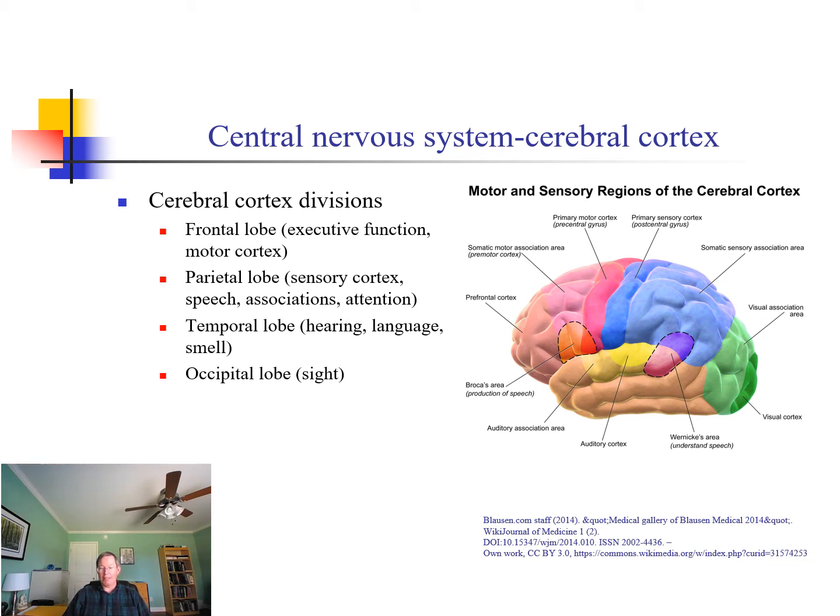Now, immediately behind the frontal lobe is the parietal lobe. And in the parietal lobe, just immediately adjacent to the motor cortex, this is sensory cortex. So when I have some sort of sensation on, let's say, the tip of a finger or thumb, that signal is going back and being processed by neurons that are in that sensory strip of the parietal lobe. My speech and various associations and attention are also housed within the parietal lobe.